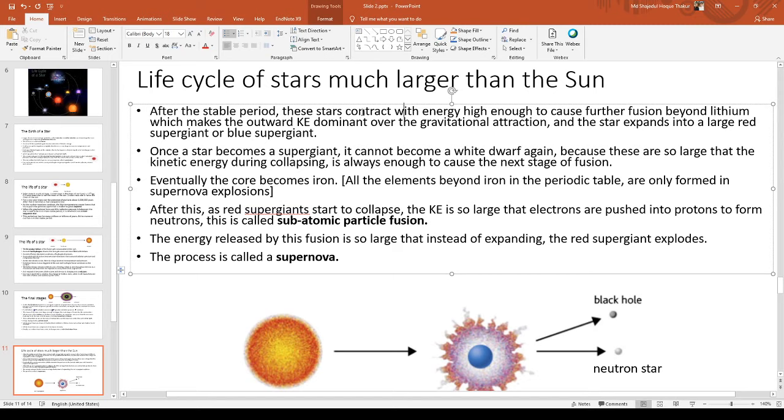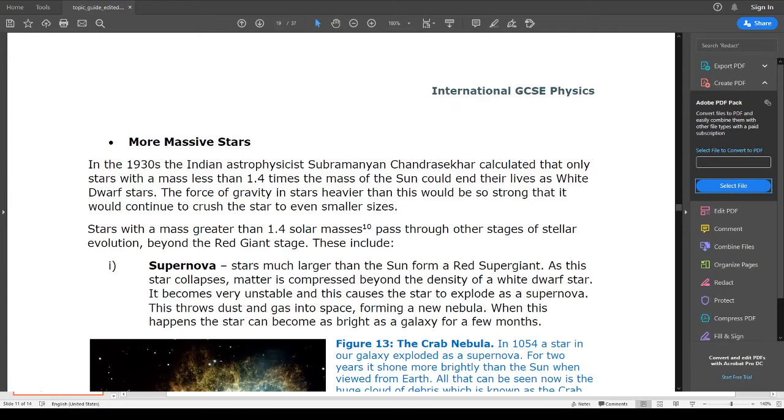However, these stars contract with energy high enough to cause further fusion beyond lithium, which makes the outward kinetic energy dominant, that is, outward radiation pressure dominant over the gravitational attraction, and the star expands into a large red supergiant or blue supergiant. Let me explain what I just said a little more from the reading material.